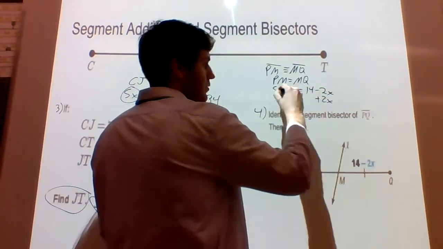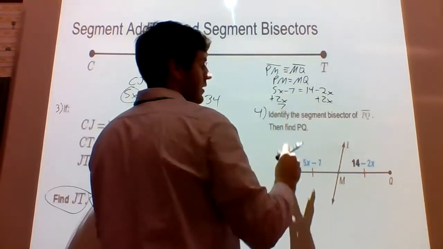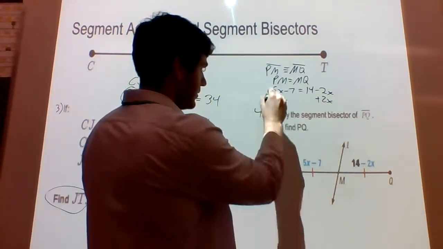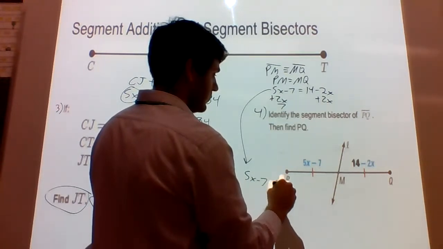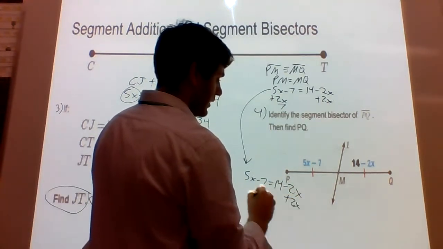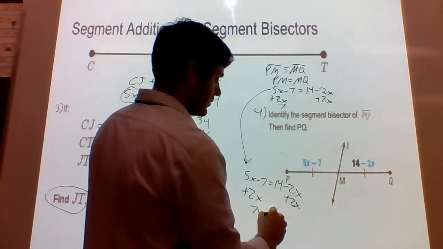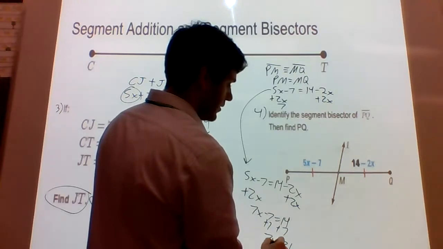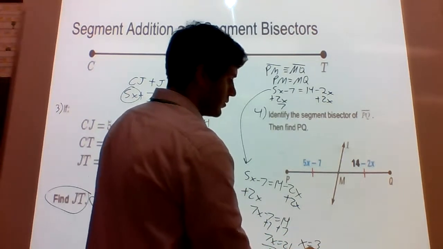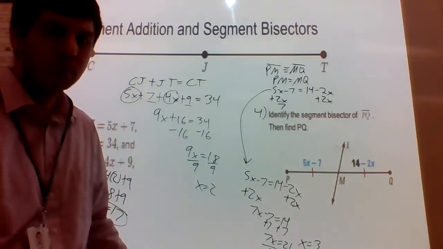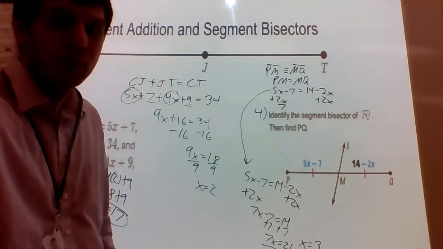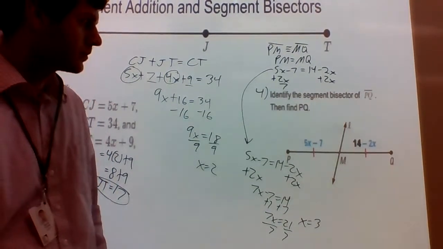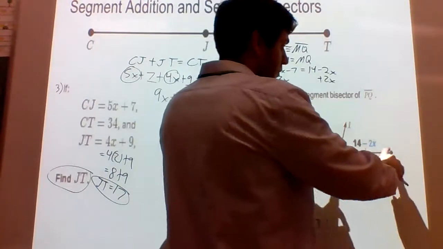If we add 2x to both sides, let's do it down here. 5x minus 7 equals 14 minus 2x. Add 2x. 7x minus 7 equals 14. Add 7. 7x is 21. Divide by 7. X is going to be equal to 3. The question wants us to find PQ. So PQ is PM plus MQ, right?